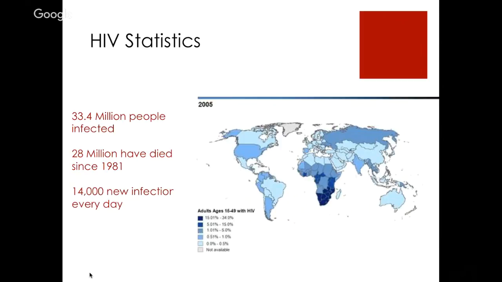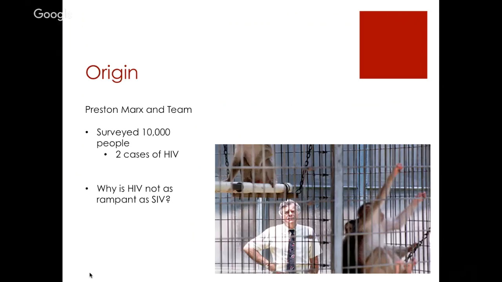So as of 2005, there's 33.4 million people infected with HIV, with most of them being in Southern Africa. And since 1981, 28 million people have died from HIV/AIDS, and there's about 14,000 new infections every day, which is crazy to me. And it explains to me why HIV is so well known, and it's a disease that you can mention and everybody knows somebody or has heard of somebody that has experienced this disease and gone through it.